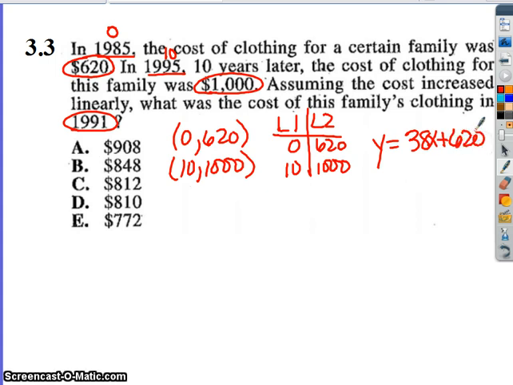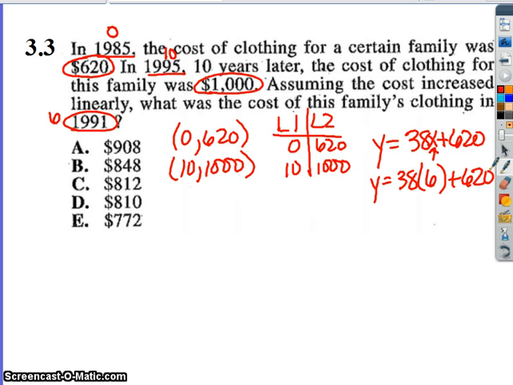So from here, you've got to think about, if I have my equation, how do I figure out how much it would cost in 1991? So let's figure out if this is year 0 and this is year 10, what year is 1991? Because it's between there. And if you count them up, 1986 will be year 1, 1987 is year 2. This would actually be year 6. Okay, so for year 6, this is our years right here, and this is the cost. So y equals 38 times 6 plus 620. Did I write that right? 620? Yep. Okay.